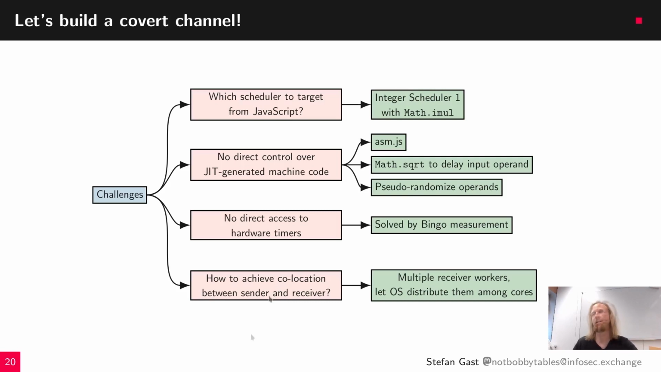Next question is how to achieve co-location between the sender and the receiver. We solved that by creating multiple receiver web workers. On our machine, which has 16 threads, we created 14 receivers, meaning that one thread is left over for the sender and one thread is left over for the bingo thread. Then the operating system just distributes them over the available cores.